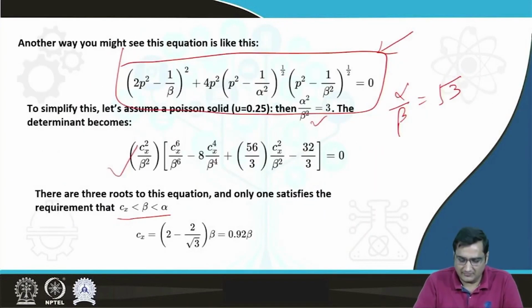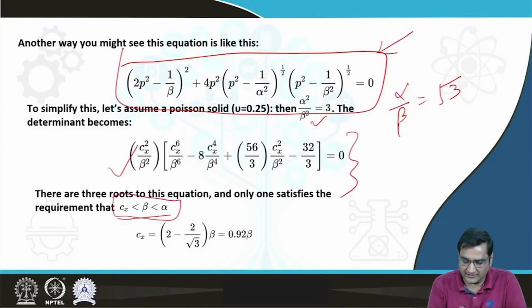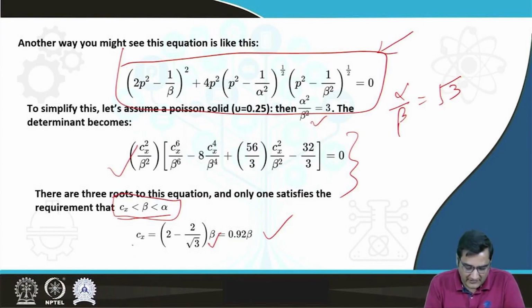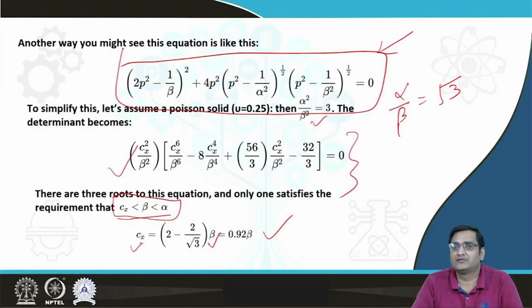Now come back to the slide that we were talking about. There are three possible roots for this equation, and only one root satisfies this condition. That root is cx equal to 2 minus 2 by root 3, multiplied by beta, which finally gives 0.92 beta. That means the horizontal apparent velocity of the Rayleigh wave is slightly lesser than the shear wave velocity, or about 92% of the shear wave velocity, beta.